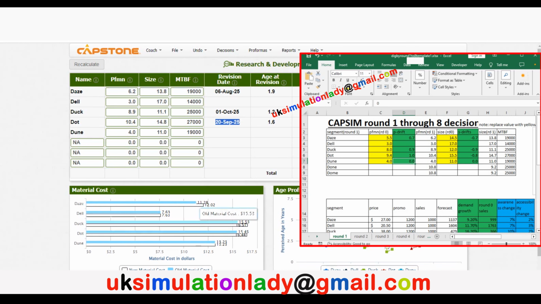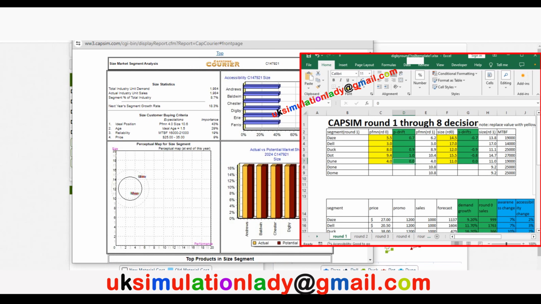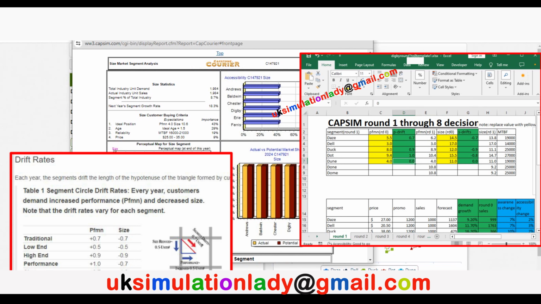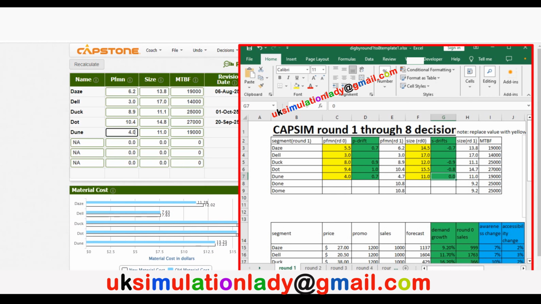Dune Capsim R&D decisions. For the size market segment, the ideal position is also the most important factor, with 43% of customers prioritizing it. From the Round 1 Industrial Condition Report, Dune, our size segment product, needs a drift of 0.7 for performance and 1.0 for size. This is why we've increased Dune's performance to 4.7 and reduced its size to 9.9. For simplicity, you can use the Capsim Excel template to calculate these values for you, as demonstrated.